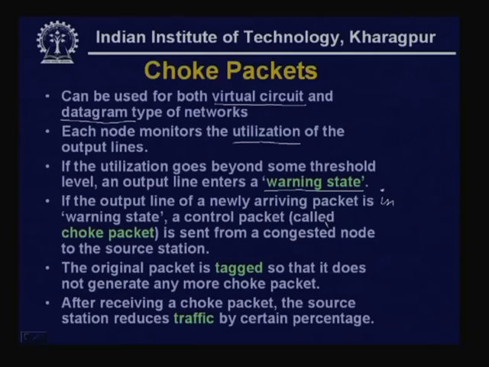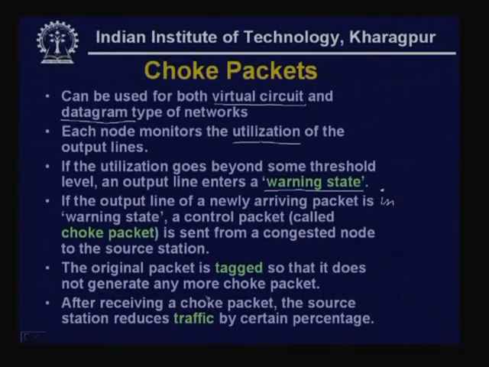So, although a choke packet is sent towards the source node, the node forwards the packet towards the destination. So, it may be possible that the other nodes in the path may again send a choke packet. To prevent that, the packet is tagged, so that no more choke packets are generated. After receiving a choke packet, the source station reduces traffic by a certain percentage.